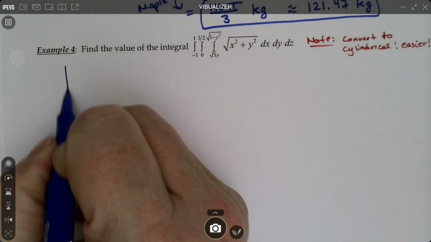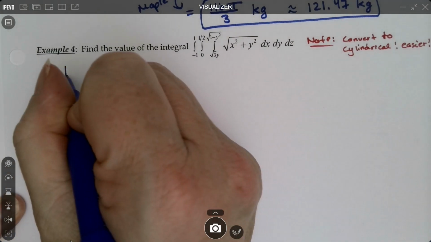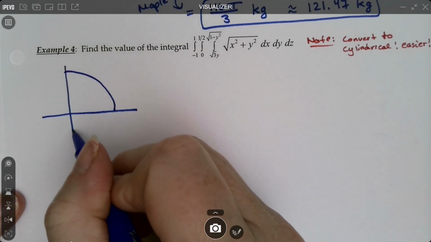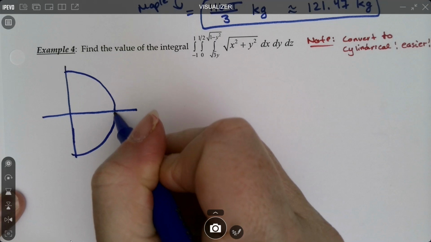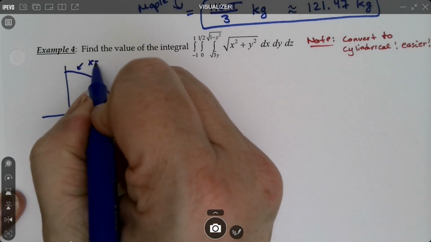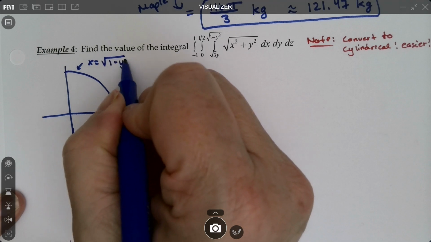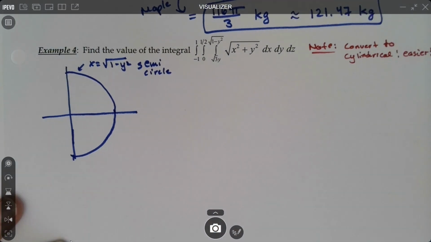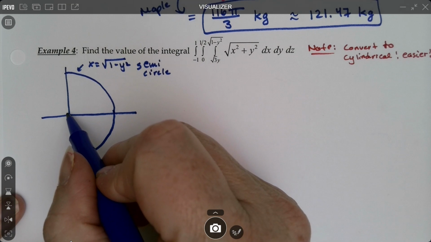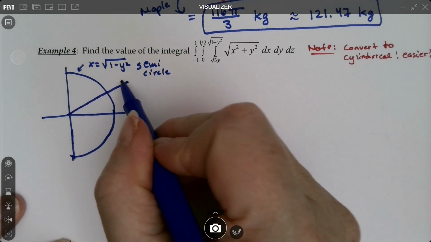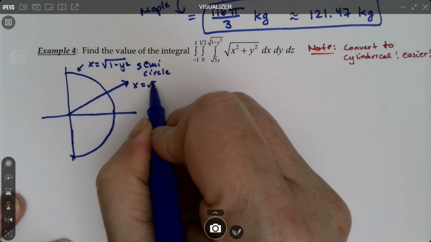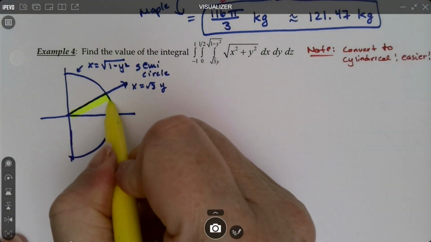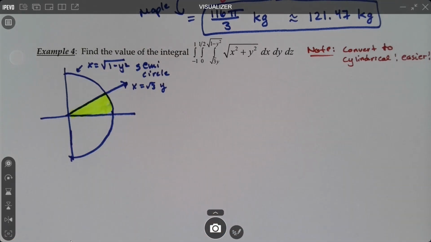Okay, so let's draw that. So I'm going to draw that piece. So we have the circle, really the semicircle, that's all I really need. But I can do the whole thing, right? So that's what x equals the square root of 1 minus y squared is. It's a semicircle. Right? Okay, and then x equals the square root of 3 times y looks like this. It's a diagonal line. And so I want to be in this zone right here, right? This is where I'm going to integrate.